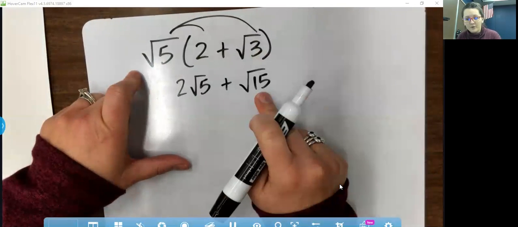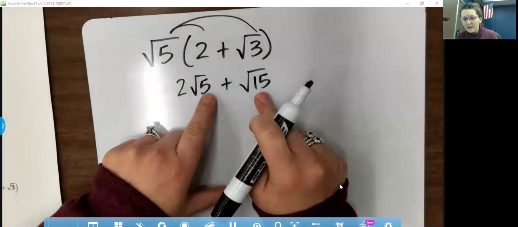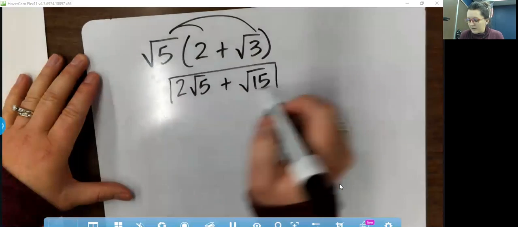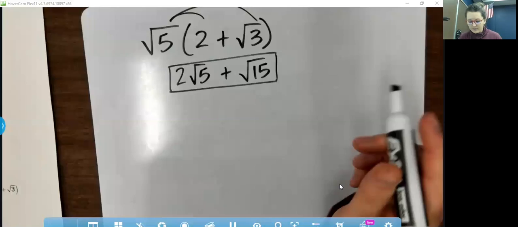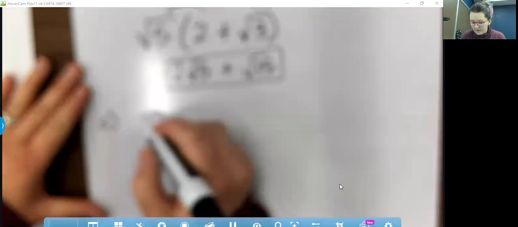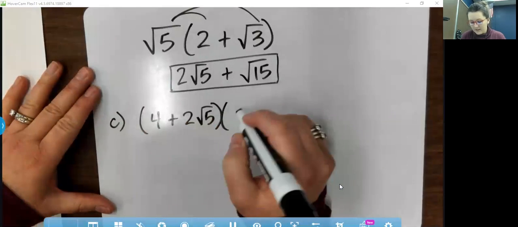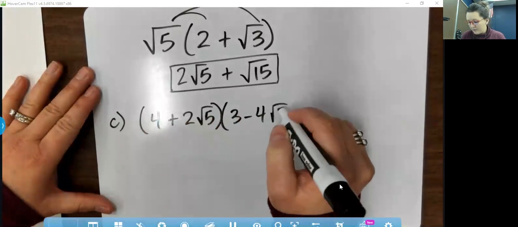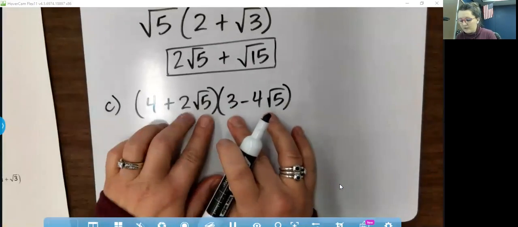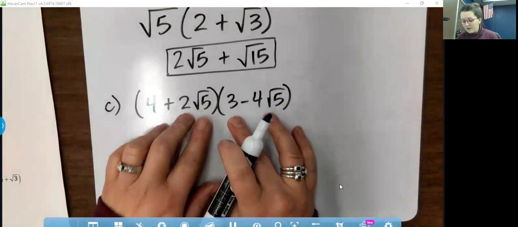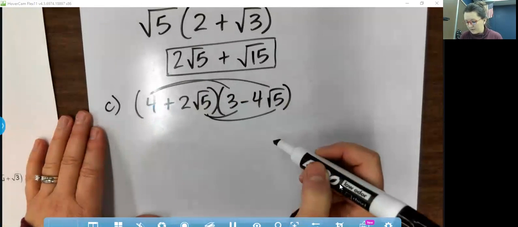I don't have a perfect square in my root 15, so I can't pull anything out. They're not like terms, so I cannot add them. This is your evaluation of your operation there. All right, let's look at that letter C. I have 4 plus 2 root 5 times 3 minus 4 root 5. And we're going to distribute just like we did up here, right? When we distribute and multiply binomials, we multiply both by the first term and both by the second term, right?